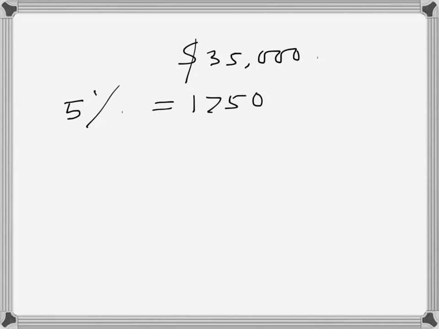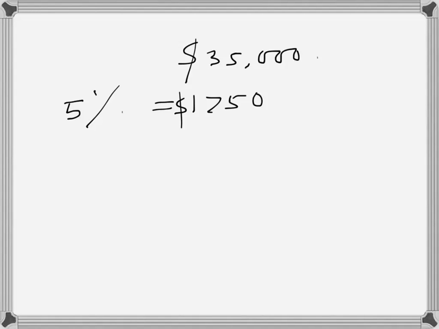So the price of the car is $35,000 and the person has made a deposit of 5%. That means 5% of $35,000 is $1,750. So this is the deposit amount, and the remaining amount that he has to repay over 4 years at an interest rate of 12% per annum.